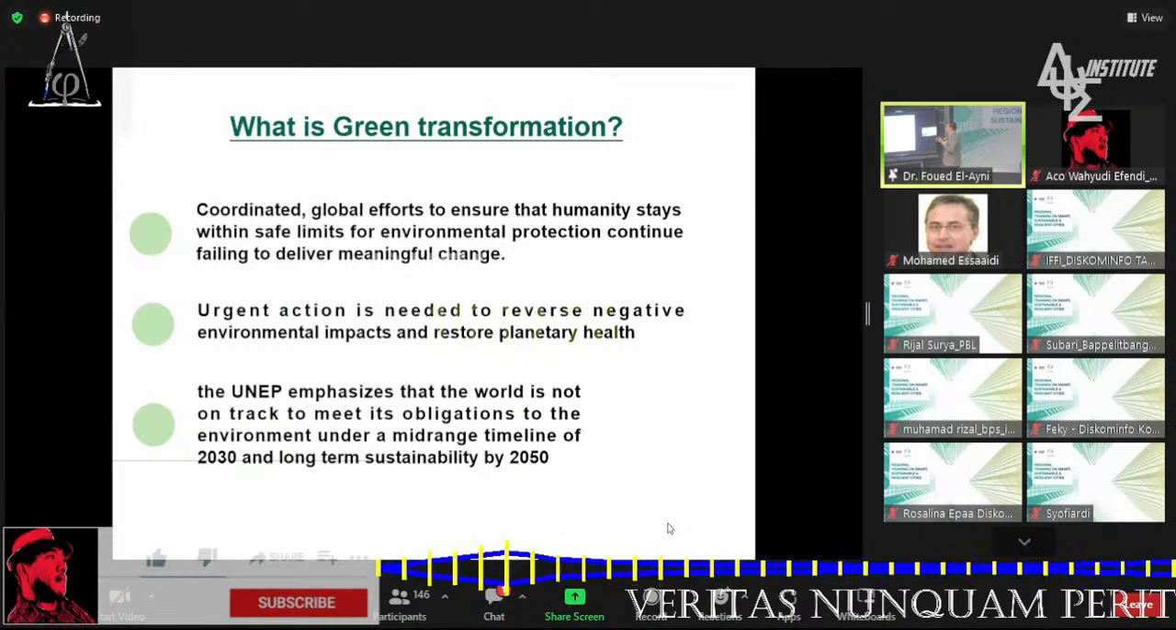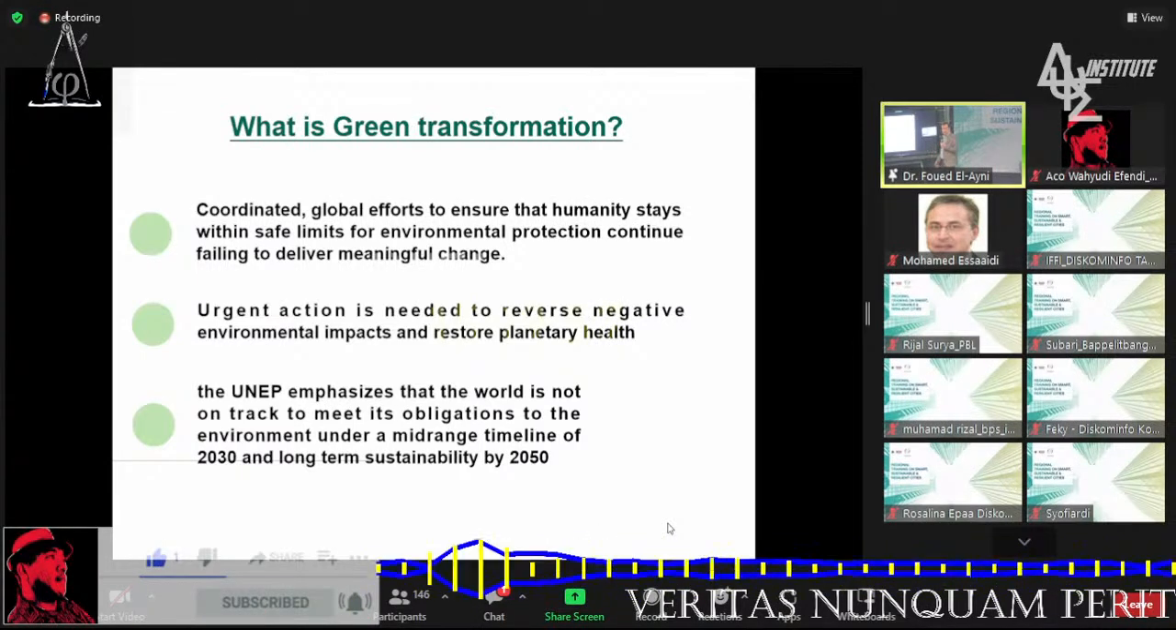So, what is a green transformation? When we say green transformation, it means that we will not use economy as usual, but we will shift to a more sustainable economy in our cities and in our lives. It is to coordinate global efforts to ensure that humanity stays within safe limits for environmental protection. We continue failing to deliver meaningful change. Urgent action is needed to reverse negative environmental impact and restore planetary health.